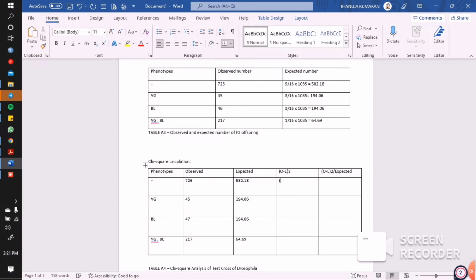For the (O minus E) squared, we need to subtract the expected from the observed, and get the answer, and then square it. So we need to square all the answers we get.